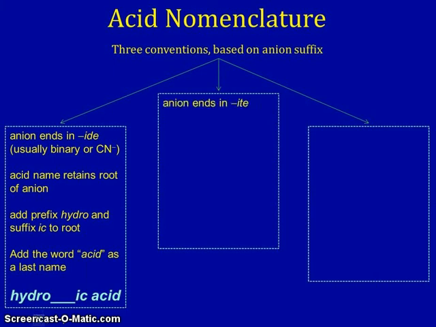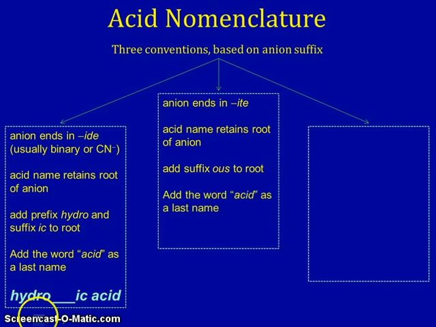The next one are our anions that end in "ite," like SO3 2-, NO2 1-, just some of our sulfites, nitrites, phosphites, things of this nature. We're still going to retain the root, so if it's nitrite, for example, the NITR is going to stay. We're going to add the suffix ous, so nitrite, we take off the "ite" and add "ous," so it becomes nitrous. And we add the word acid as a last name. So HNO2 would be nitrous acid. There's our scheme for that.